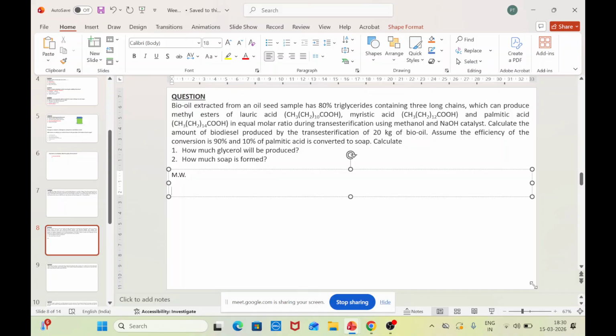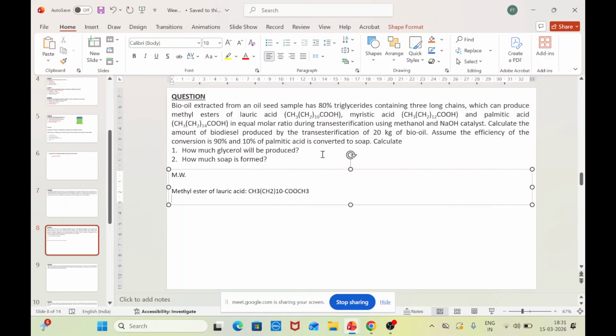It says methyl esters of lauric acid. So the formula will be changed. So for the first one, let me just write methyl ester of lauric acid. The formula is going to be CH3 (CH2)10 COOCH3.